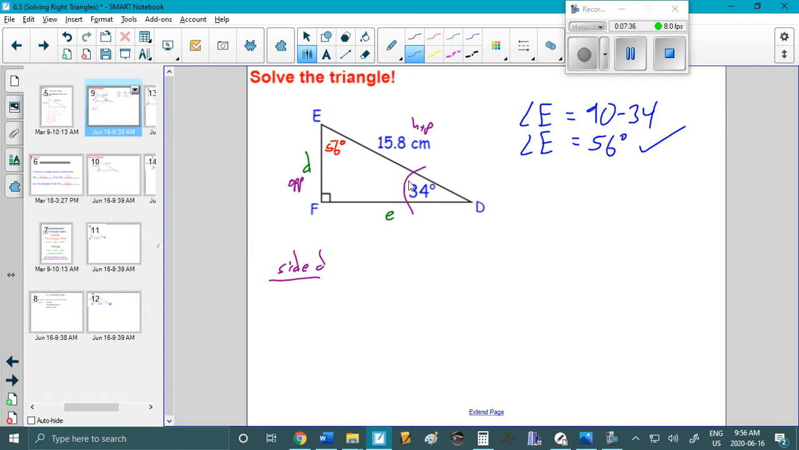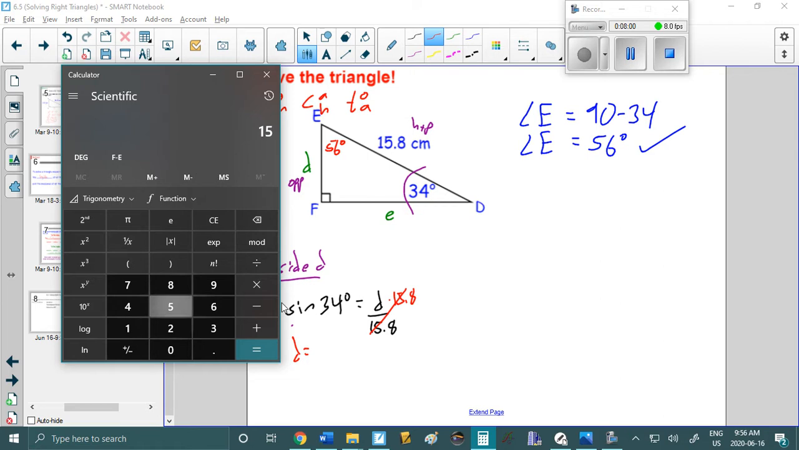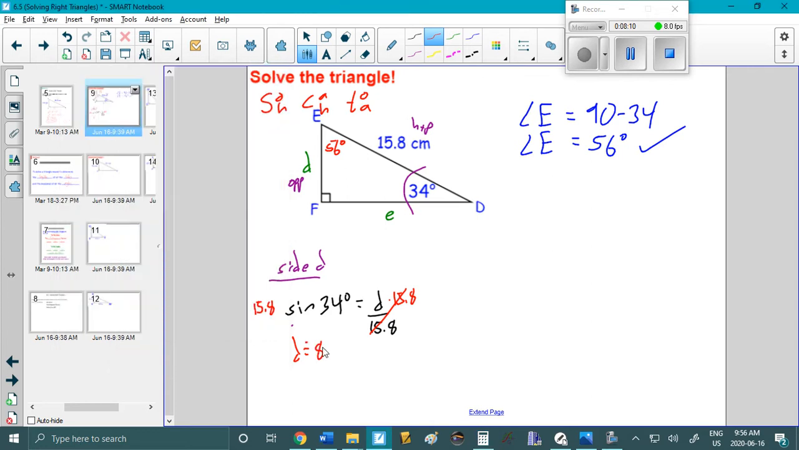We don't know what it is. So if we're dealing with the opposite and the hypotenuse, it's going to be sine. So sine 34 degrees equals D over 15.8. And all that's left here is to multiply both sides by 15.8. These cancel, and D equals 15.8 times sine 34, which equals 8.8. So D equals approximately 8.8 centimeters.